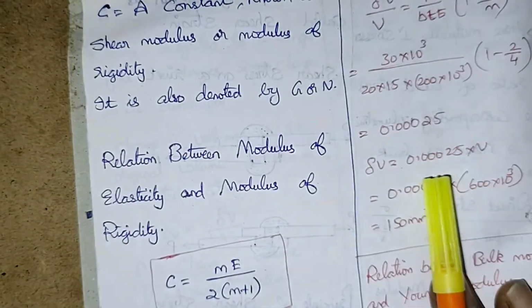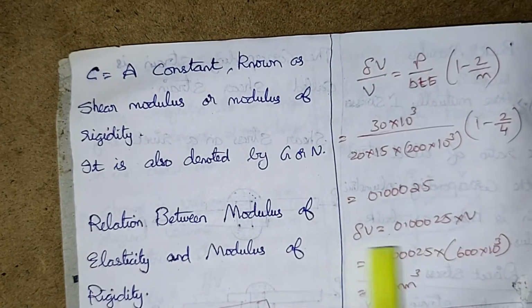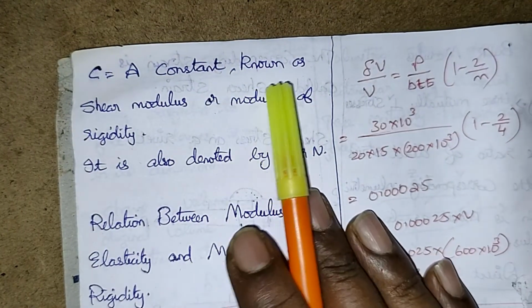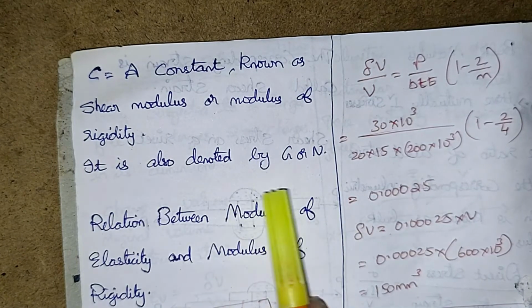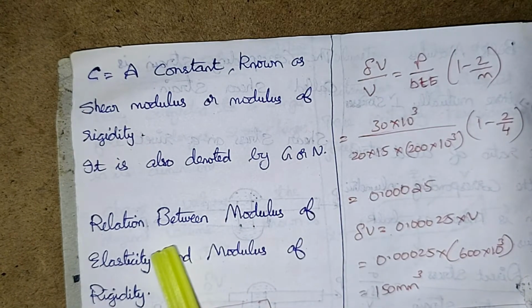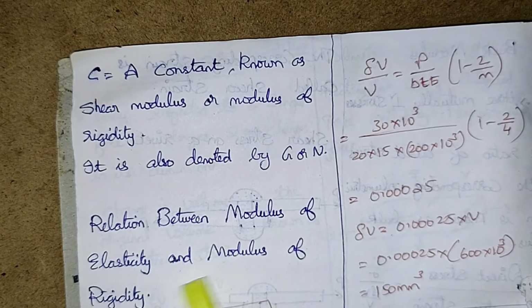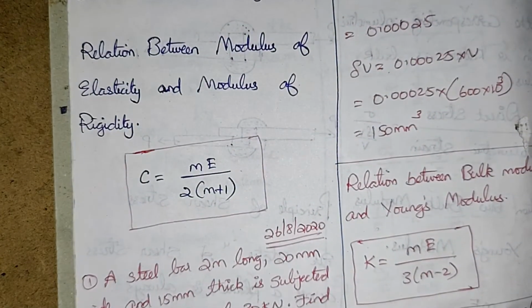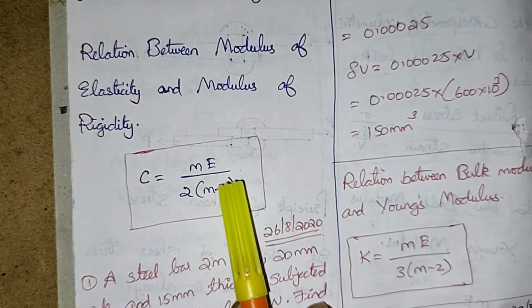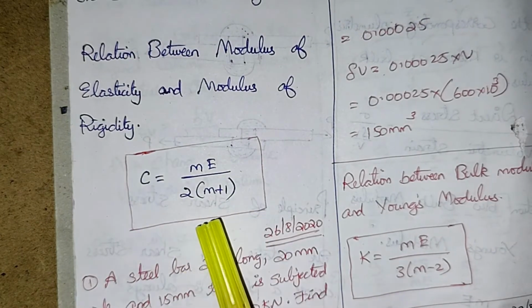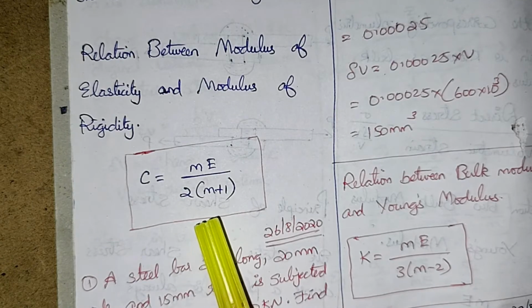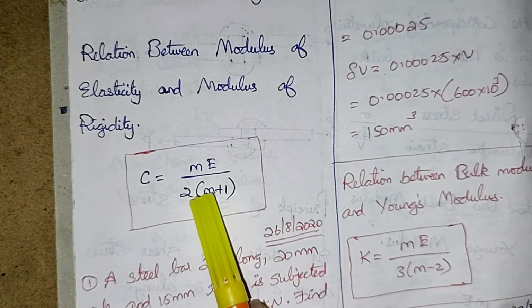Now see here, C is a constant known as shear modulus or modulus of rigidity. It is denoted by G or N. The relationship between modulus of elasticity and modulus of rigidity is C is equal to mE by 2 into (m plus 1). These are the formulas you have to remember, then only we can solve the problems.